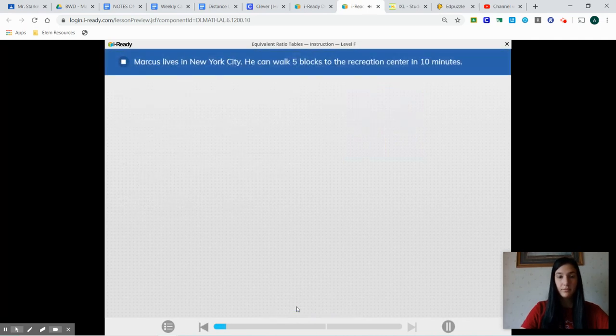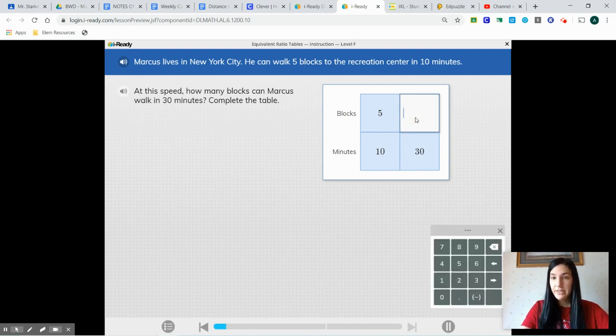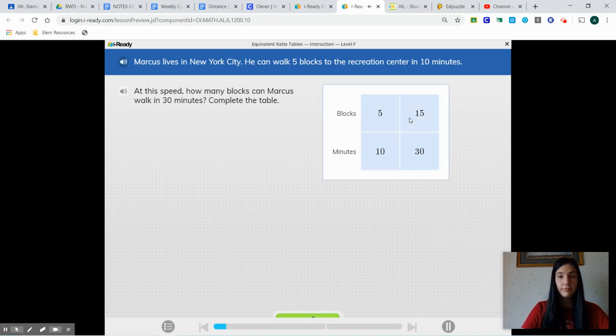Marcus lives in New York City. He can walk 5 blocks to the recreation center in 10 minutes. At this speed, how many blocks can Marcus walk in 30 minutes? Okay, so we can either reduce or just multiply across. So to get from 10 to 30, we multiply by 3. So to go from 5 to our empty space, we multiply by 3 and get 15. Nice work.